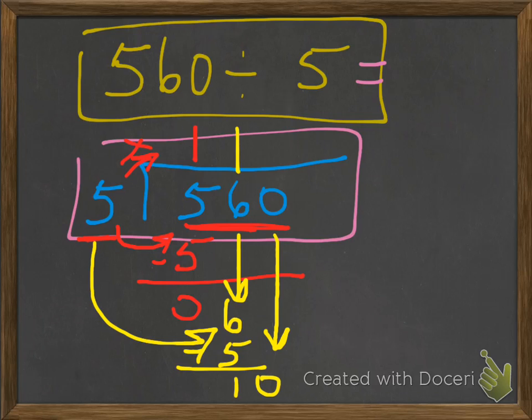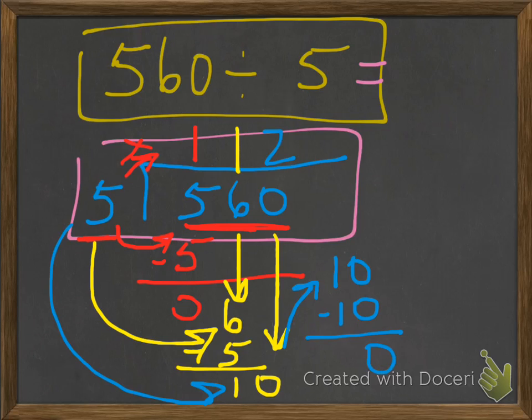And we're looking at, okay, again, how many times can 5 go into 10? Or 5 times what will give you 10, or at least close to 10? Let's move it over here. So we're just moving it there. So 5 times 2 is 10. We subtract, we get 0. So our answer, 560 divided by 5, is 112.